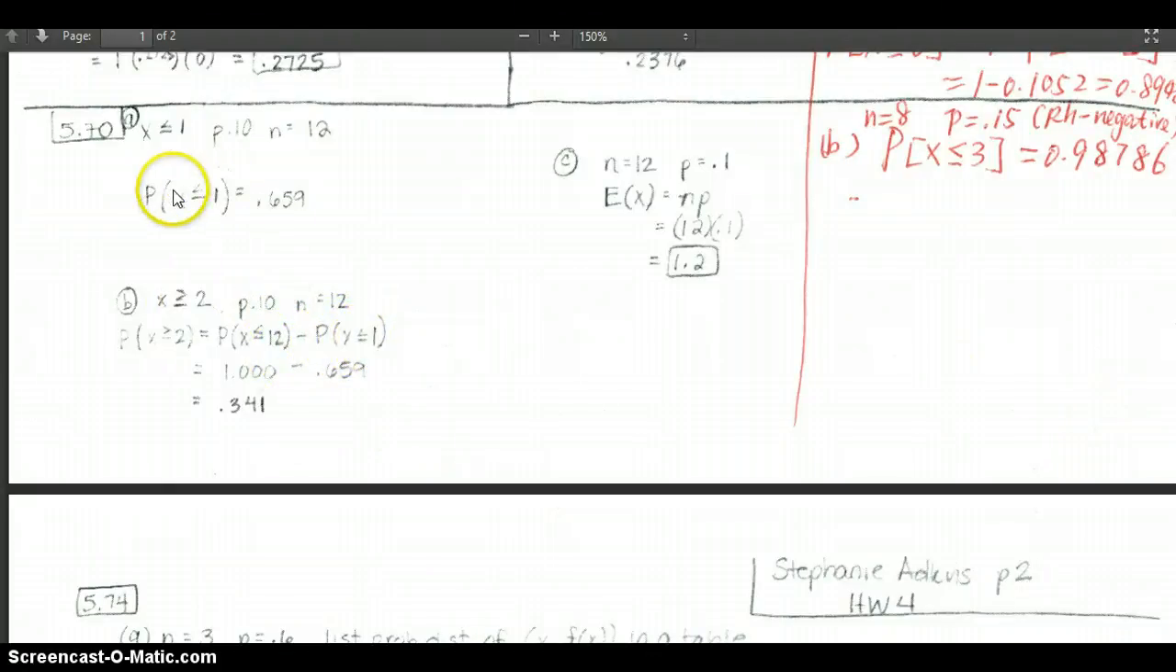Okay, so from part A we know at most 1 is 0.659, so 1 minus 0.659 we get 0.341. And this number here, 0.659, is from the table.